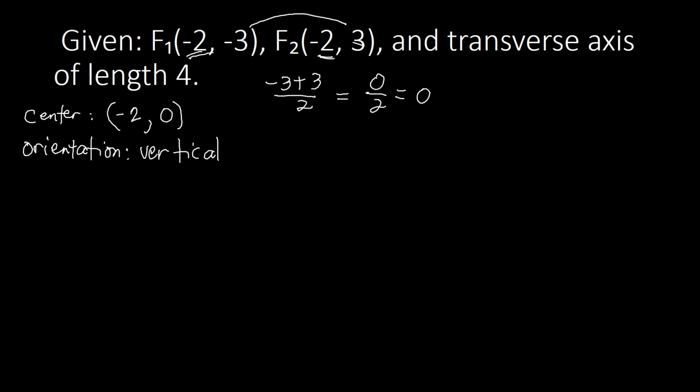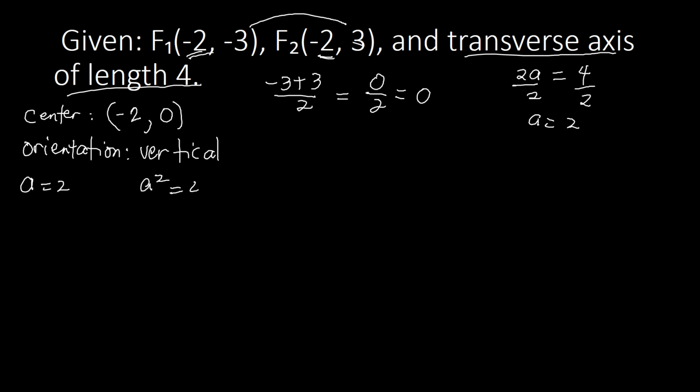And then we are going to look for a. According to the given, we have the transverse axis of length 4. Since the transverse axis is equivalent to our 2a, and 2a is given as 4, to get our a we just have to divide that by 2. Our a here is equal to 2. So a is 2, and our a squared is 4.